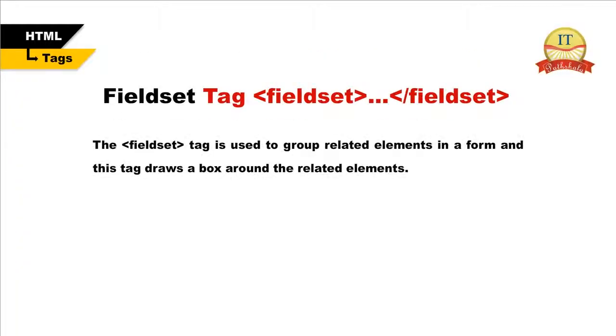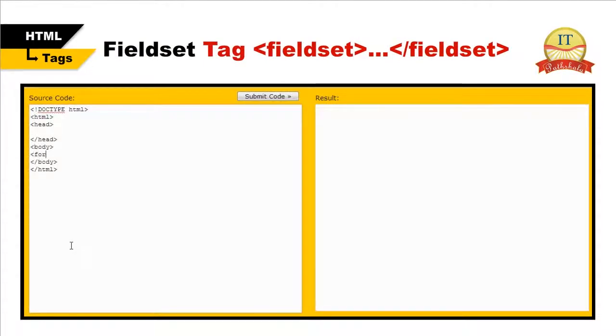Fieldset tag. The fieldset tag is used to group related elements in a form, and this tag draws a box around the related elements. In the following example, we shall create a form and use the fieldset tag to draw an outline around it.